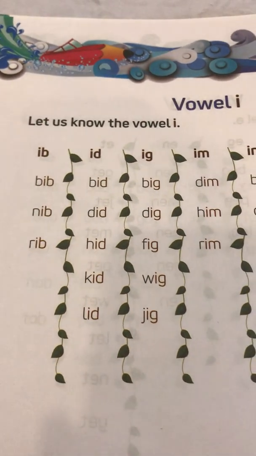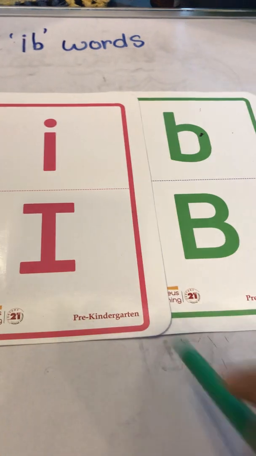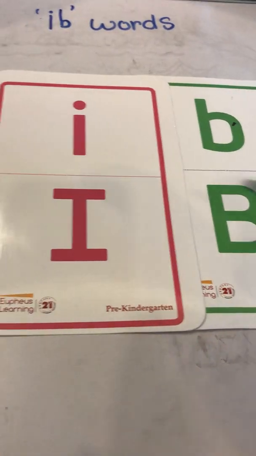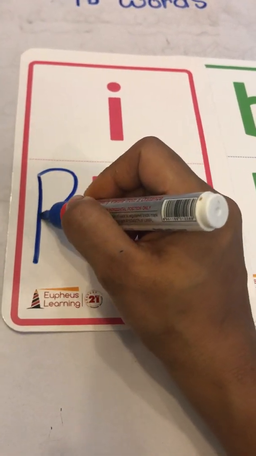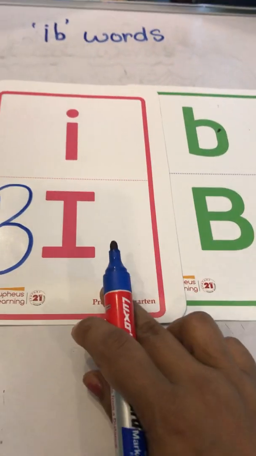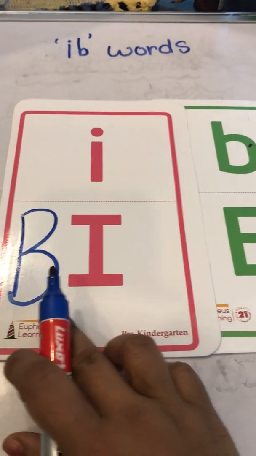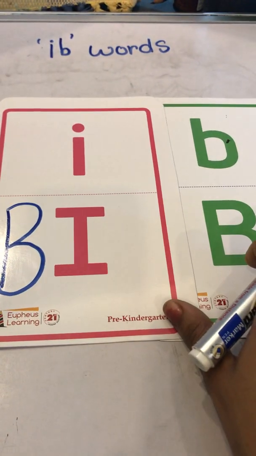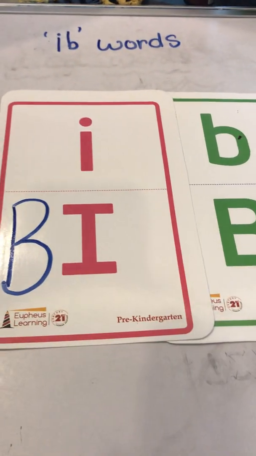Now let's discuss it with the help of flashcards. So kids, what is this? E, b, ib. When I write here b, b, ib, bib. It will become bib because I added here b, and here it is ib. B, ib, bib.